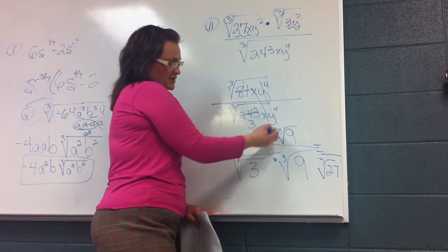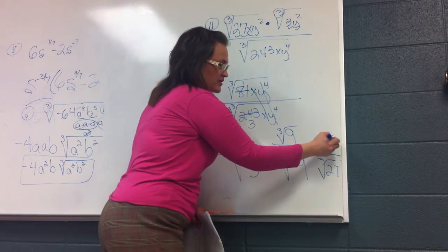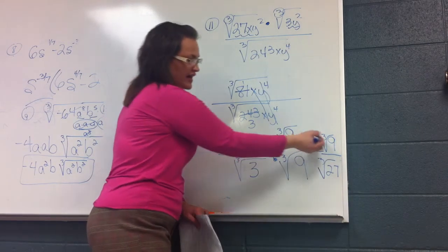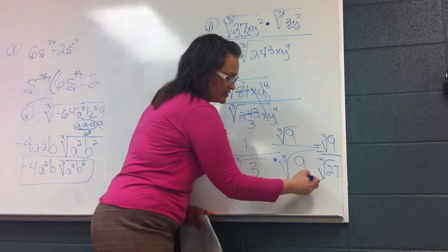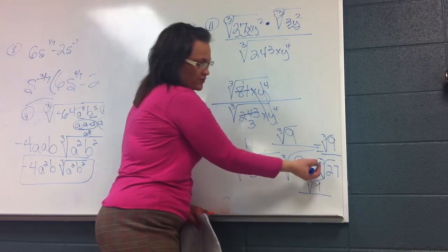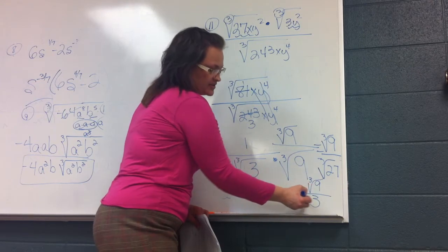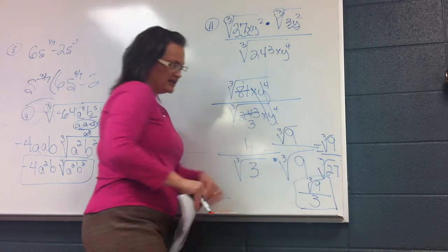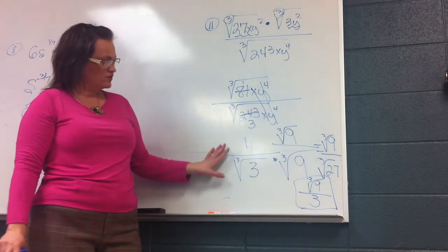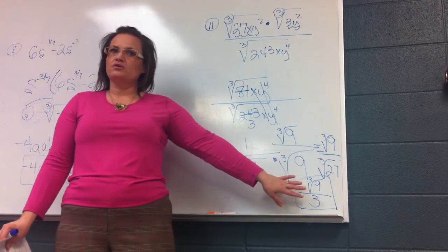And on the top, 1 times cube root of 9 is cube root of 9. So then that is going to stay like that. Cube root of 9 over cube root of 27 is 3. And that is the preferred form over this because there's not a radical around the denominator.